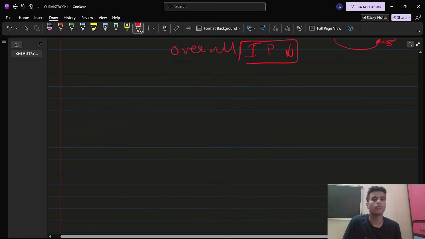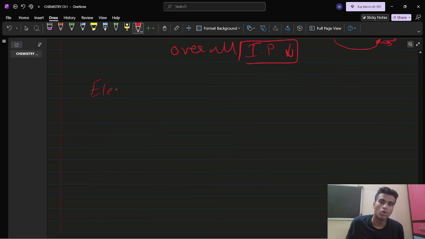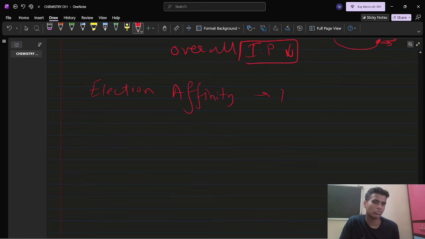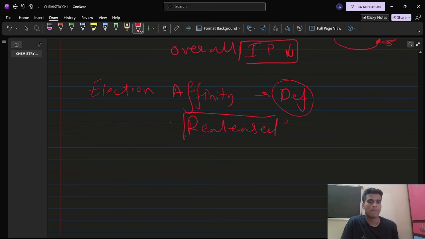Now the next thing we have to do is electron affinity. Now you will come to know why I highlighted that required word. So definition from textbook. Okay, do it from the textbook. Electron affinity is the amount of energy released when an atom in the gaseous state accepts an electron to form an anion. Now, many people, 90% of the people will make a mistake in this.